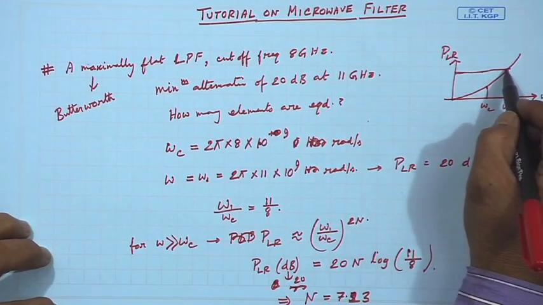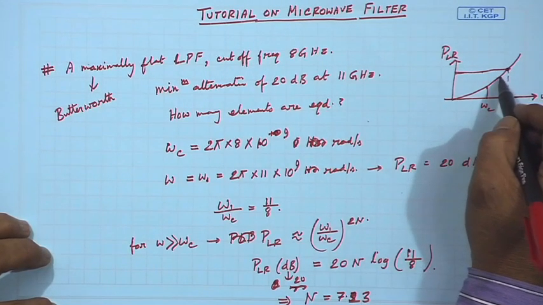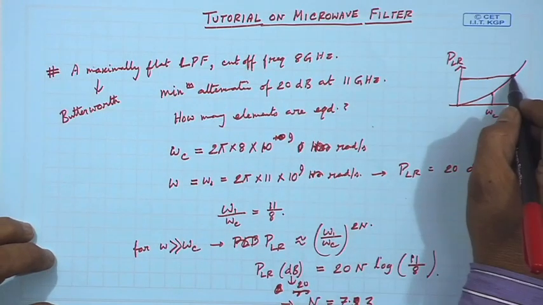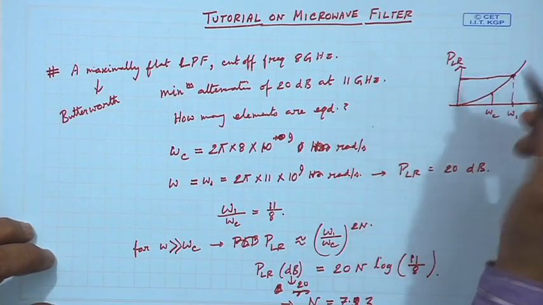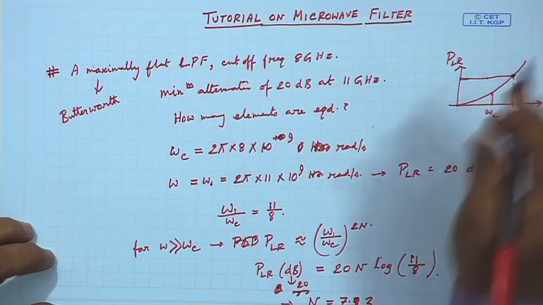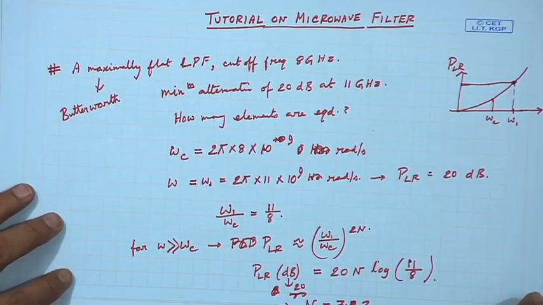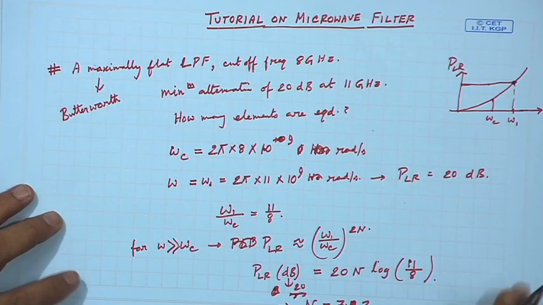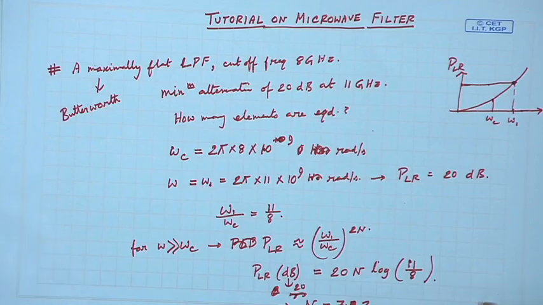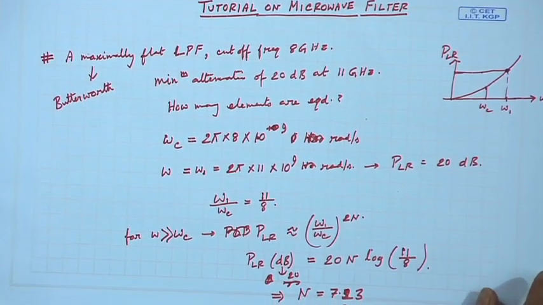Now, n needs to be an integer. Obviously, it says at least 20 dB. So, if I take n equal to 7, it won't be at least 20 dB. Since the attenuation is increasing with n, and at least 20 dB is required, I should take n equal to 8. So, there should be 8th order here. This is a simple one, but you see this approximation of the function at higher values will help us find out the order of the filter.